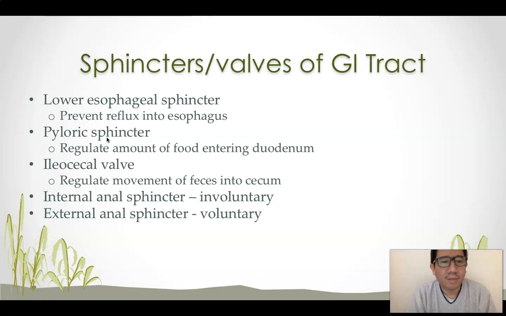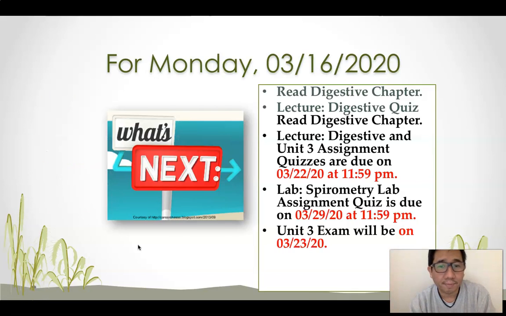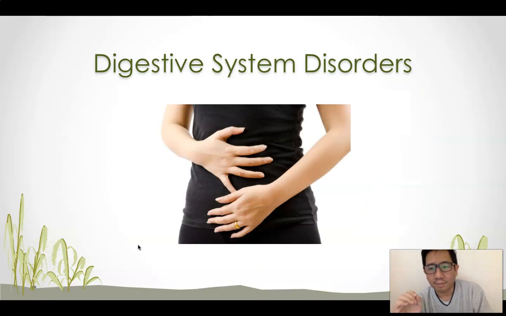Ileocecal valve. The ileocecal valve is the valve between your ileum, which is the last portion of your small intestine, and the cecum, which is the first portion of your large intestine. So, the valve between your ileum and your cecum. Good. And then you have the two sphincters that I just talked about. The internal is involuntary. The external is voluntary. Peristalsis, again, is movement.